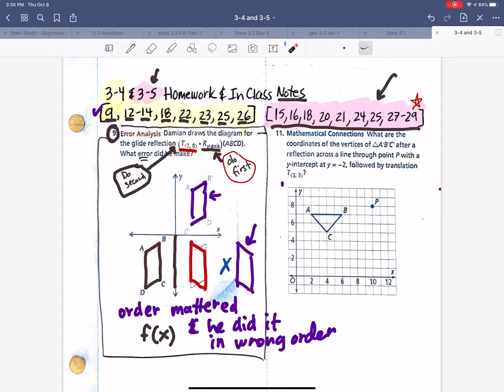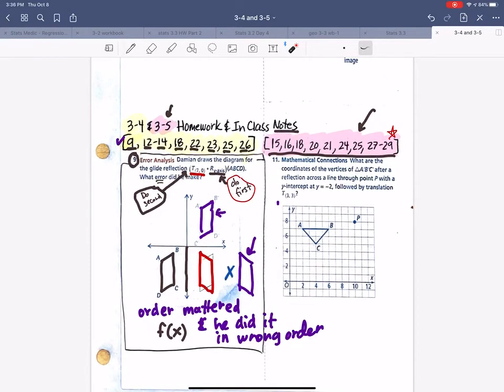Now that's what he did wrong. He must have gone in the wrong order. So it looks like he went 7 to the right, and then still didn't reflect over the y. He just went 7 to the right and then scooted it up. He didn't reflect. Interesting, right?